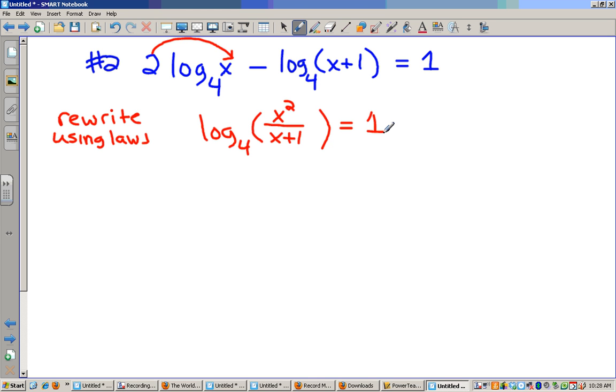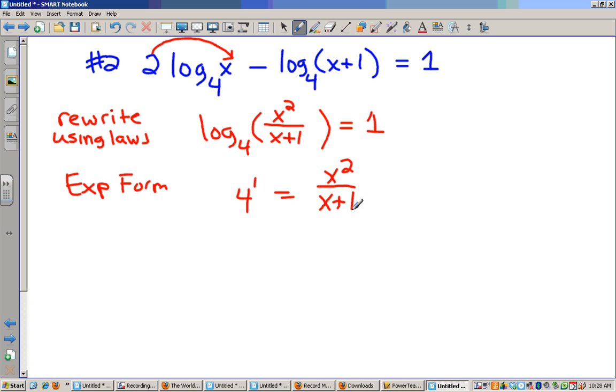Now we use the exponential form. So what does the exponential form look like now? Four to the 1, right? 4 to the 1 equals x squared over x plus 1. Agree?